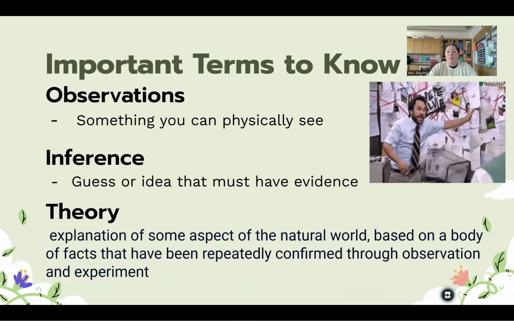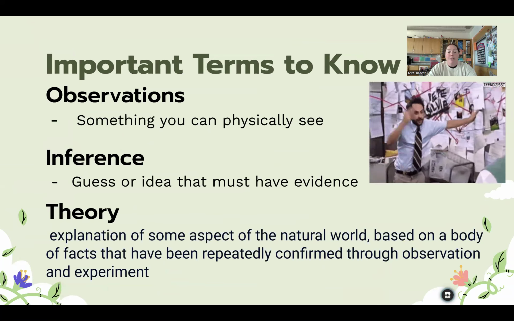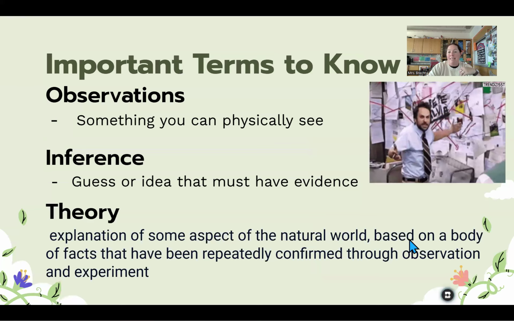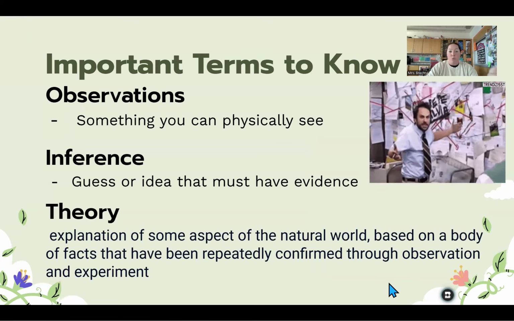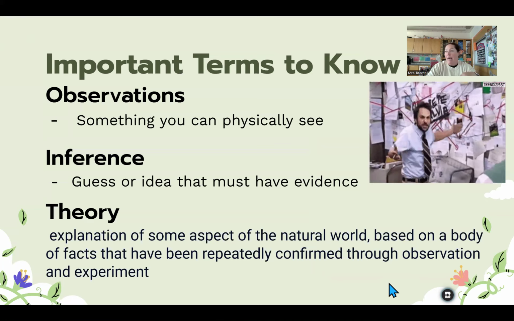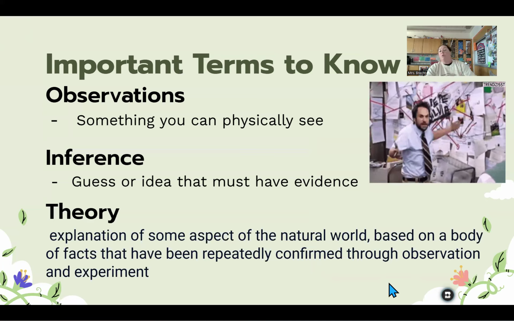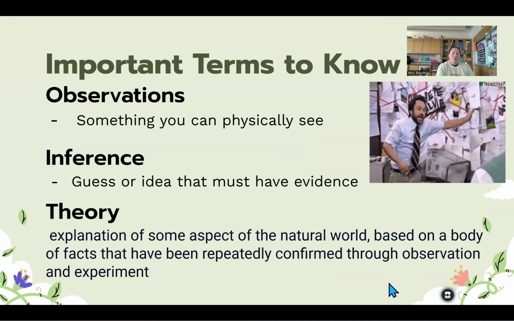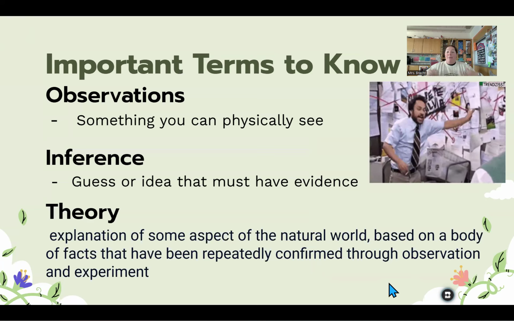So some important terms to know when you're talking about scientific process. Observations are something that you can physically see. It's something that you can observe happening or observe in your world. An inference is a guess or idea that you are basing on evidence. So, based on what you've seen in the past, you can create an inference about what's actually happening in a scenario.